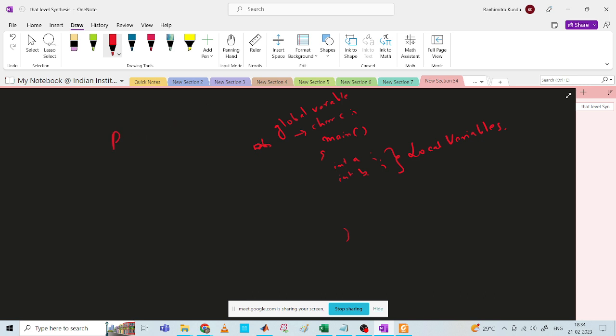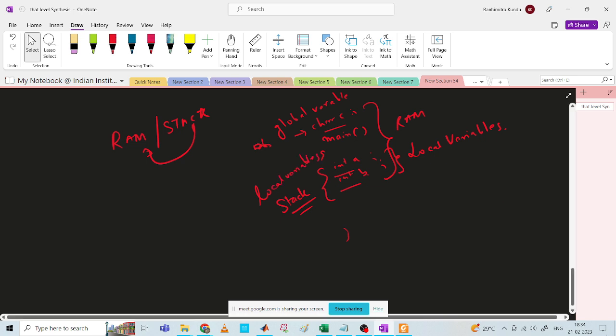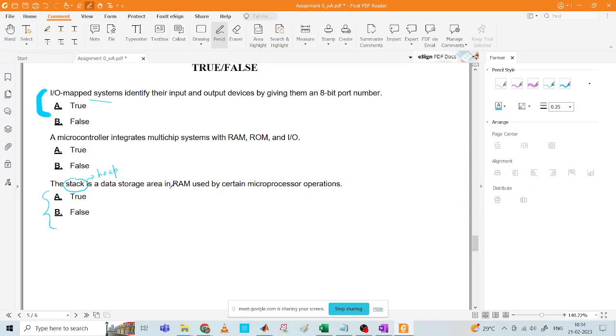See, RAM and stack both are the same, because stack is a part of RAM. So if someone asks which one goes to stack and which one goes to RAM, all of them go to RAM. But out of all these, three go to stack, because these are internal variables or local variables. So you have to understand this.